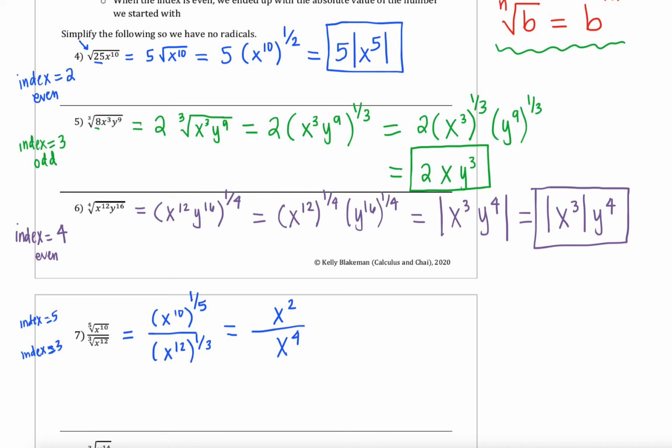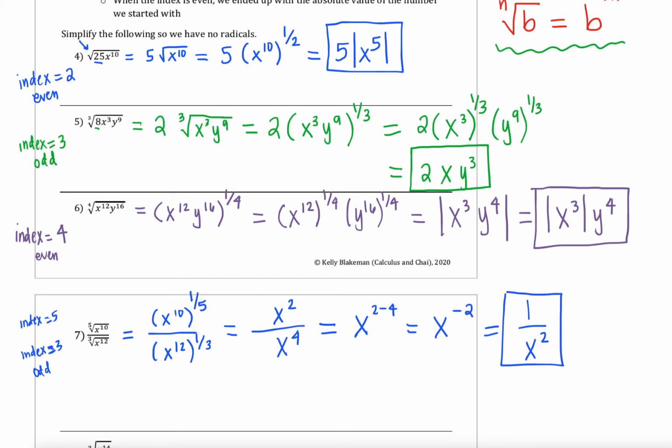And we know that if I have the same base, I can actually subtract exponents. So I end up with x to the 2 minus 4 since it's the top minus the bottom, which leaves us with x to the negative 2. And we learned we never want to leave negative exponents, so I'm going to go ahead and simplify that down by flipping that back down to the denominator to get x to the positive 2. And in this case, since both of our indexes were odd, I don't have to worry about any absolute values.